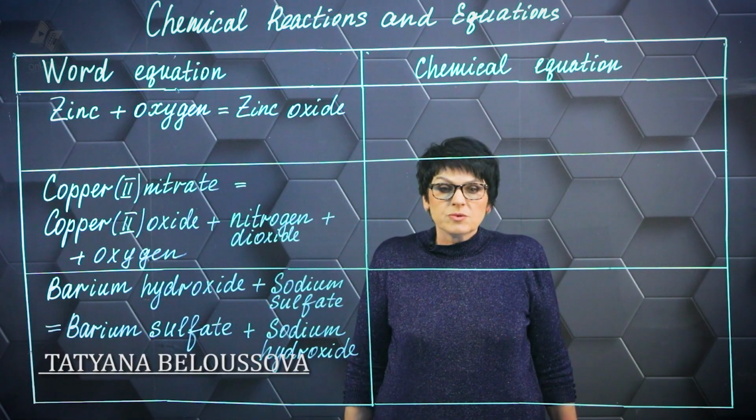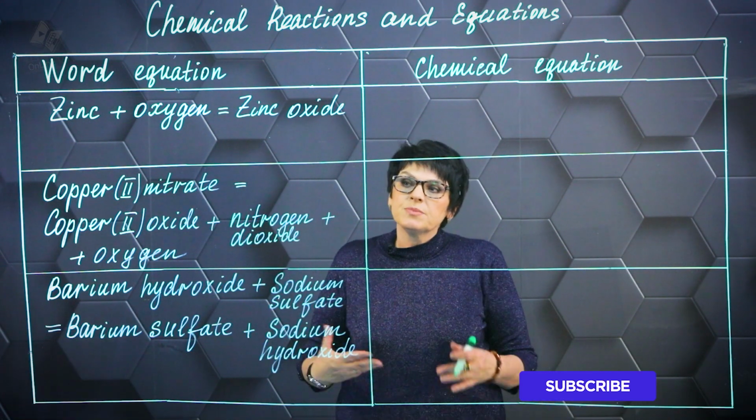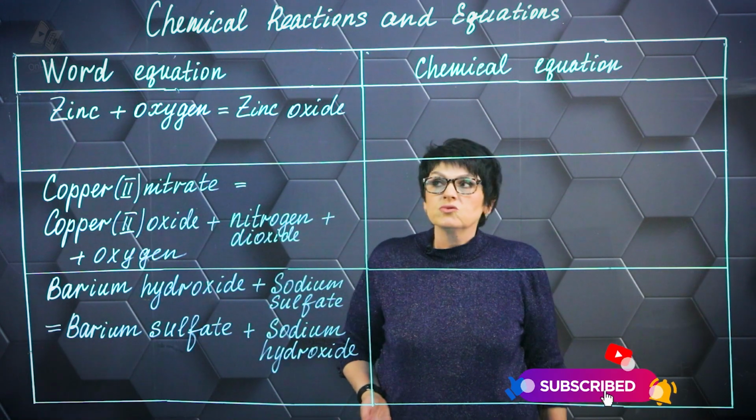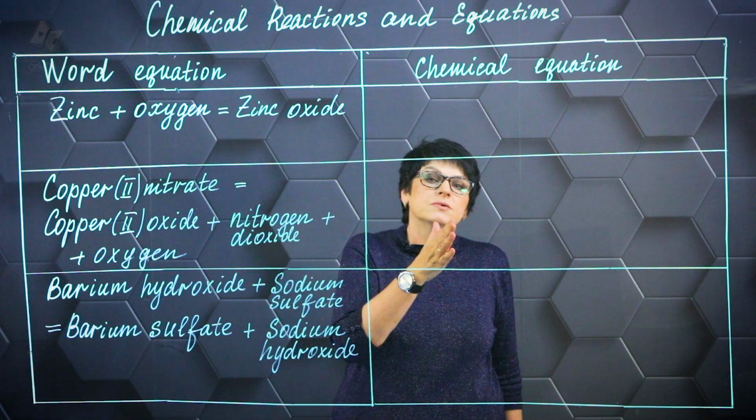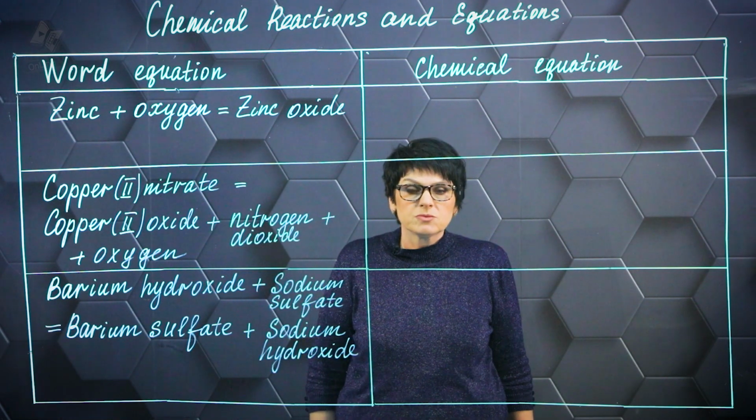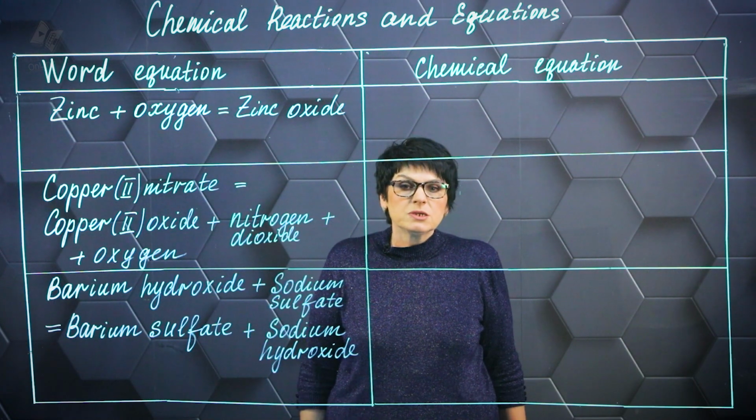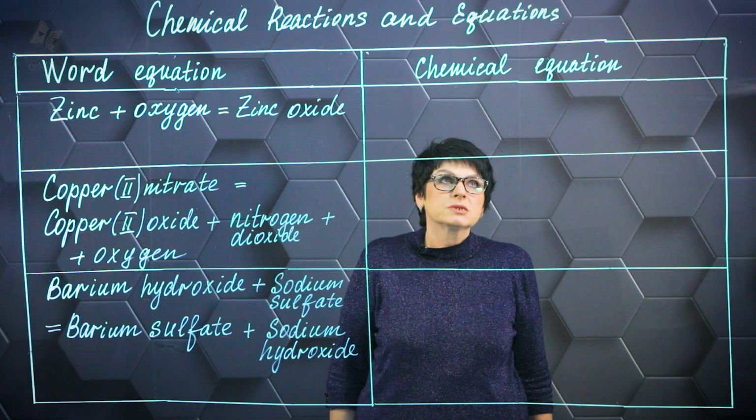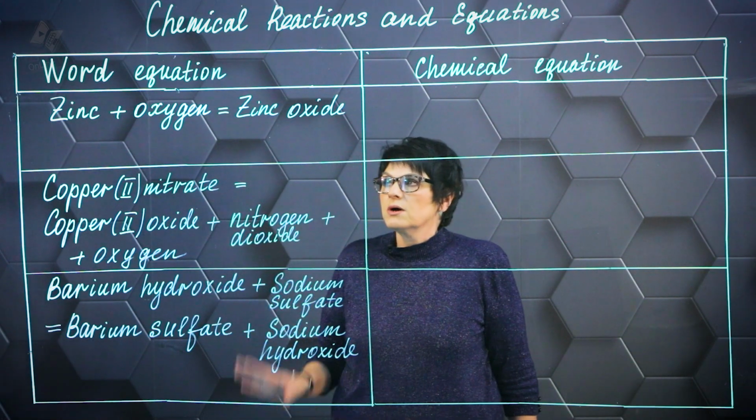Hello, today we will continue working with chemical reactions and equations, and once again we will be dealing with translating verbal equations into chemical equations. Chemical equations are represented by symbols and chemical formulas, and of course, as a chemical equation, the equation must be balanced in terms of the number of atoms on each side. Alright, here are some examples for analysis.